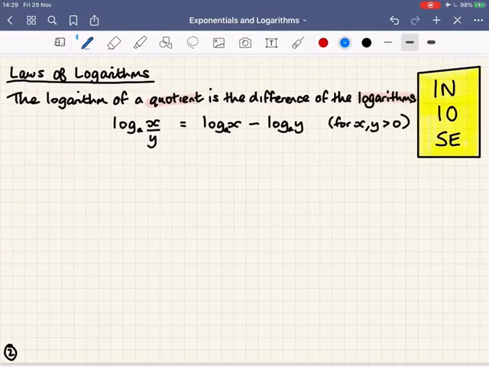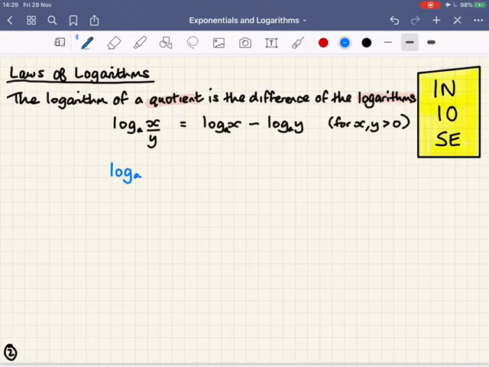So we can work either way with that particular law. And when we're dividing, the logarithm of a quotient is the reverse. It's the difference of the logarithms. In other words, we subtract this time. So rather like with the laws of exponentials, when we divide, we subtracted the indices. So again here, let's give an example.